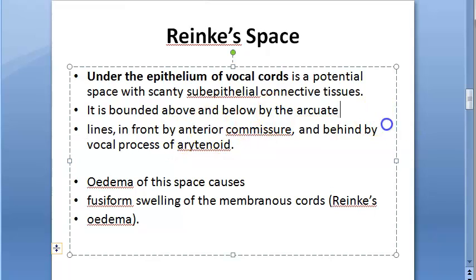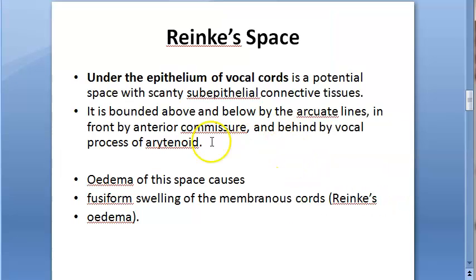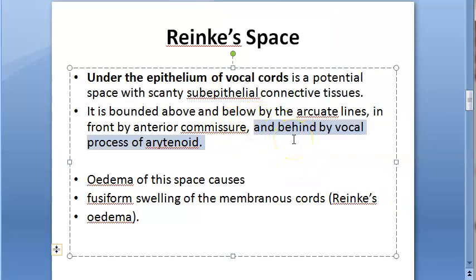So let us look at this. See, at least this much we can understand. Here the vocal cords are there, right? This is how the vocal cords are, two of them. This is the anterior and this is the posterior. So definitely at the back there is arytenoid cartilage, right? At the back there is arytenoid cartilage. So this part definitely we can understand. Behind by the vocal process of the arytenoid, okay.